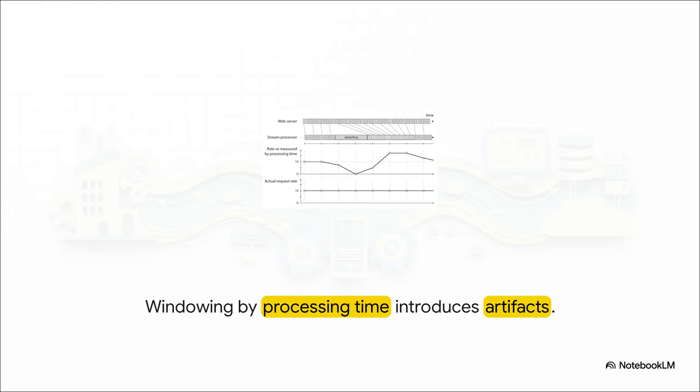Look closely at this. Say your web server is sending a nice, steady stream of events, but then your stream processor crashes and has to restart. Suddenly, it processes this massive backlog of events all at once. If you're measuring your request rate based on the machine's processing clock, it creates this huge, totally fake spike in your data, which you can see in that middle graph. But if you window based on the actual event time, like in the bottom graph, your data stays completely steady, accurate, and reflects reality.